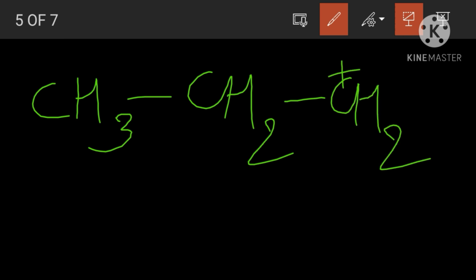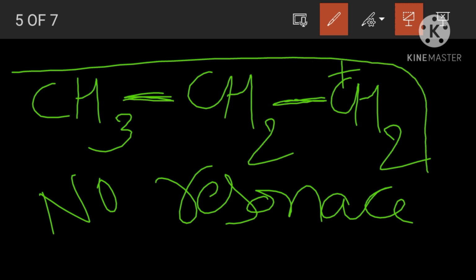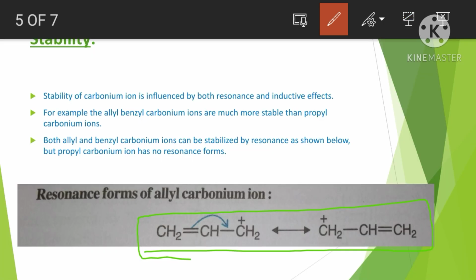This is propyl carbonium ion. Here what happens? Only single bond is there. There is no double bond. That's why no resonance occurs, and that's why this propyl carbonium ion is less stable as compared to the allyl carbonium ion.